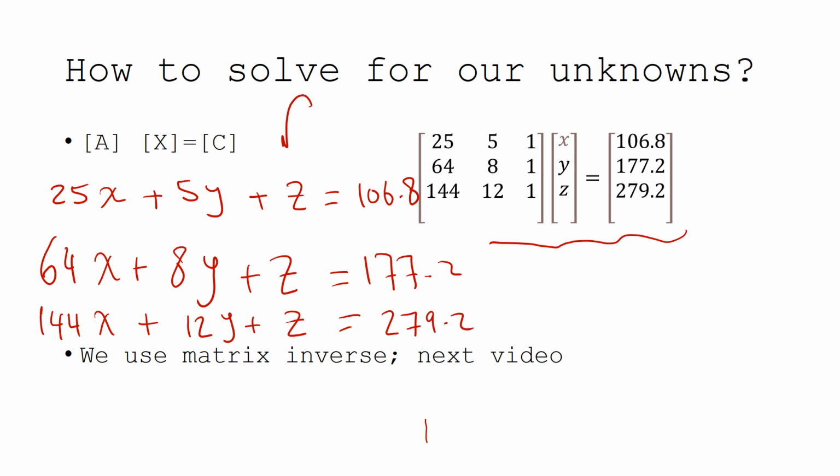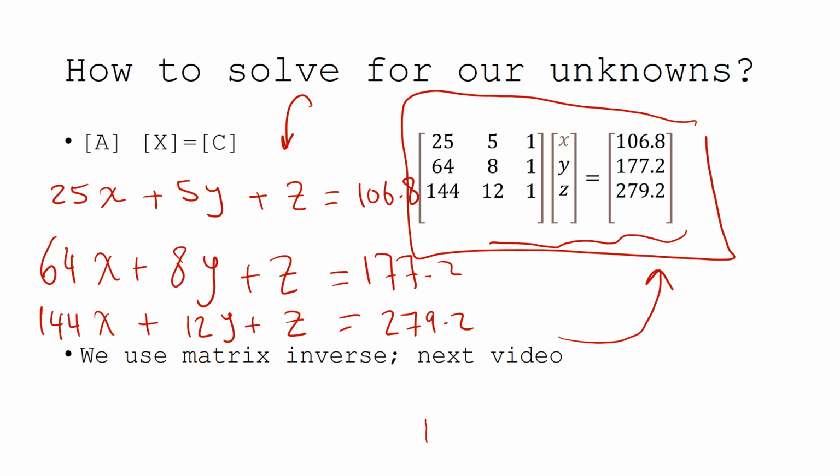So we start from the equations. It's preferred for us to go to the matrix representation because it is easier to solve for x. So far we learned how to get this matrix representation, but we don't know how to solve for the vector of unknowns x, y, z. To do so, we're going to use a matrix inverse, and this should be the topic of our next video.